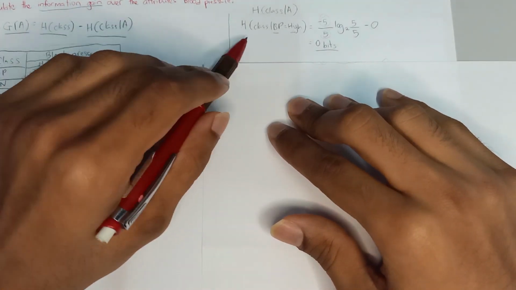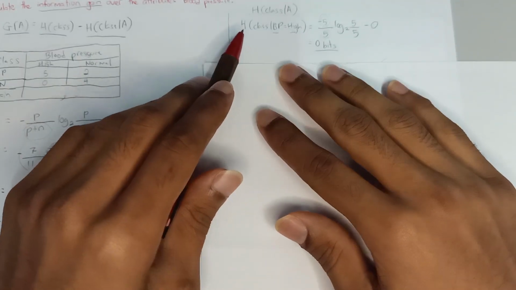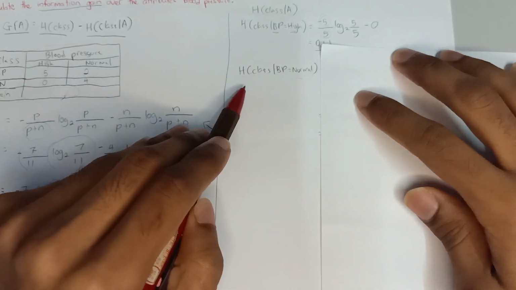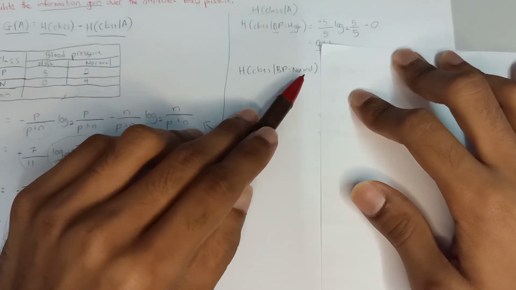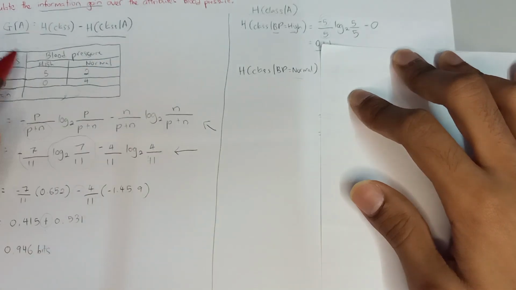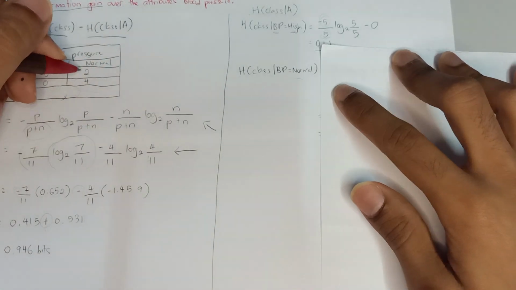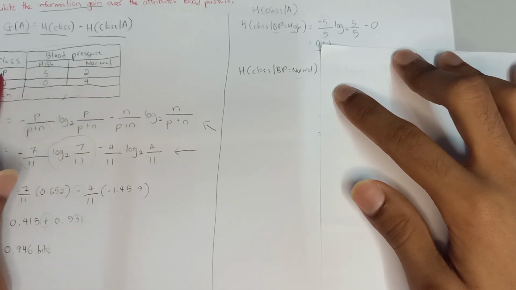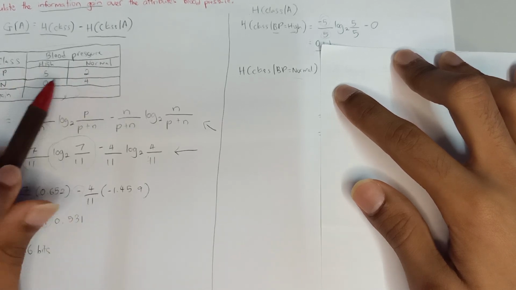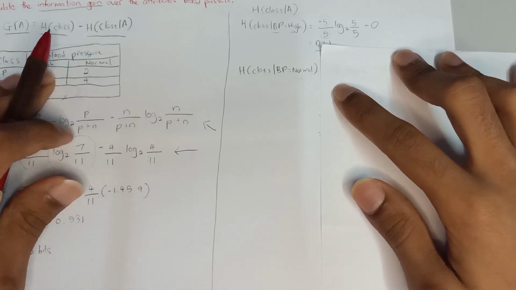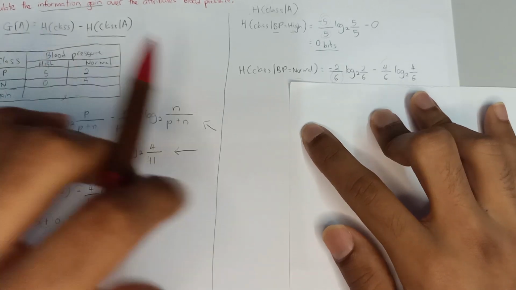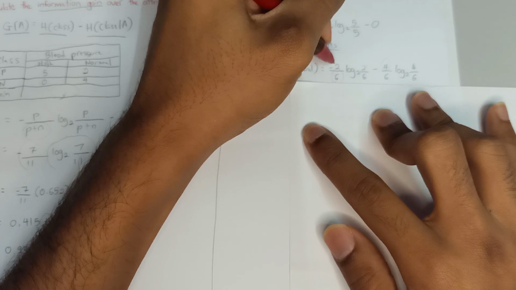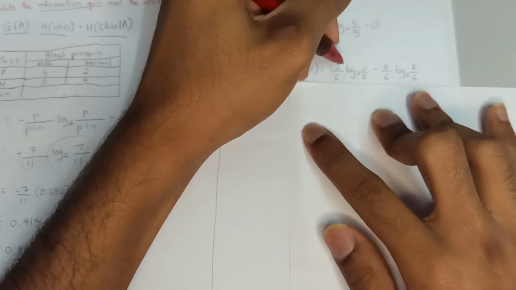Moving on after that, we are going to find H(class|blood pressure normal). For the normal here, we have 2 in the P class and 4 in the N class. So first we are going to settle with the P class.